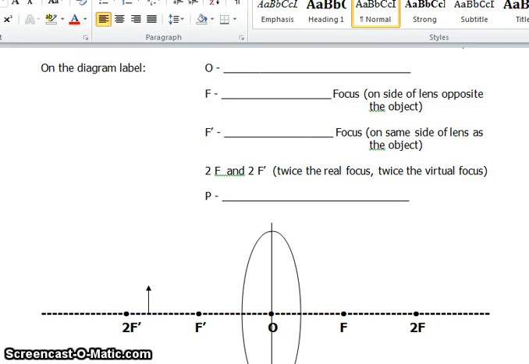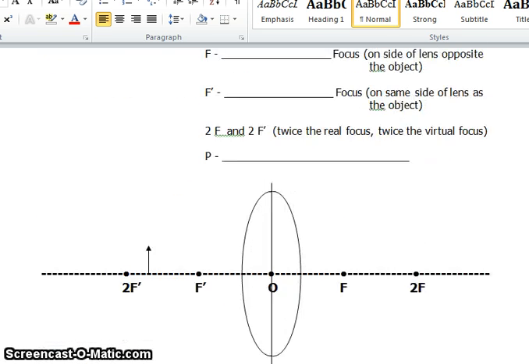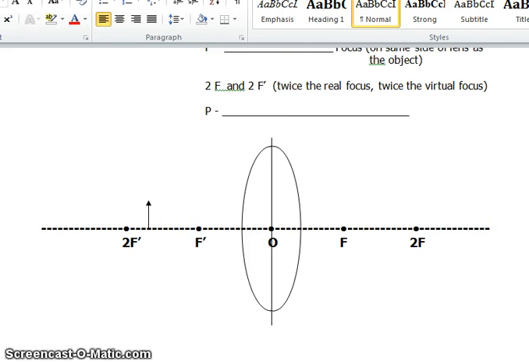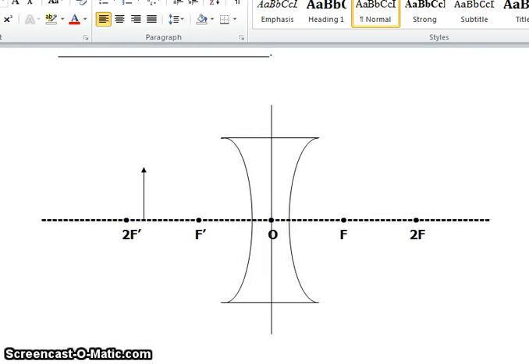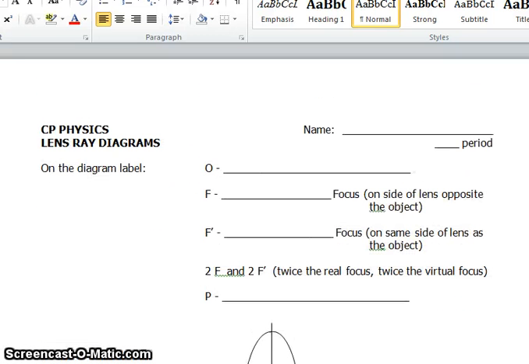All right, so today we're going to look at lenses instead of mirrors. There are two types of lenses. This is a convex lens, and this is a concave lens. Before we look at the two different types, though, we need to pick up some vocabulary. So the vocabulary for lenses is a little bit different than the vocabulary for mirrors.